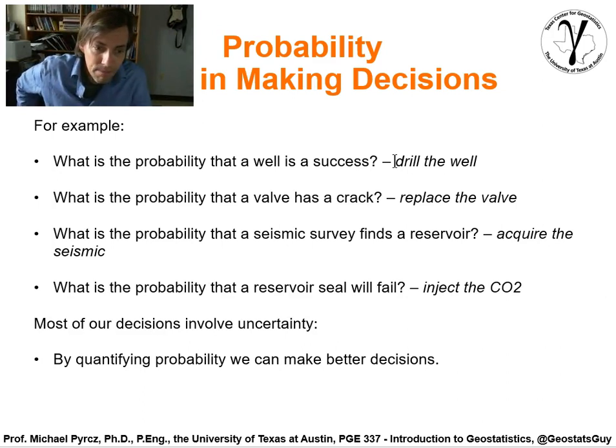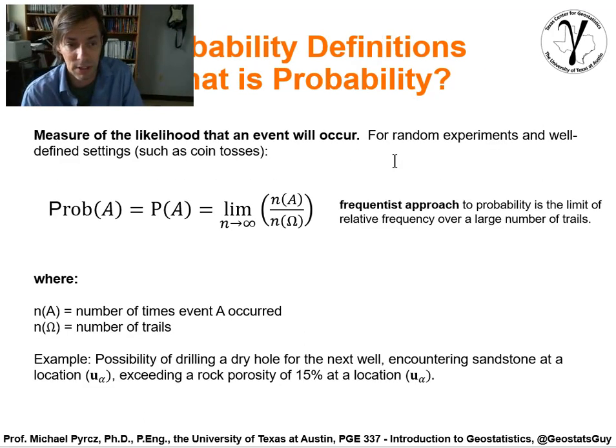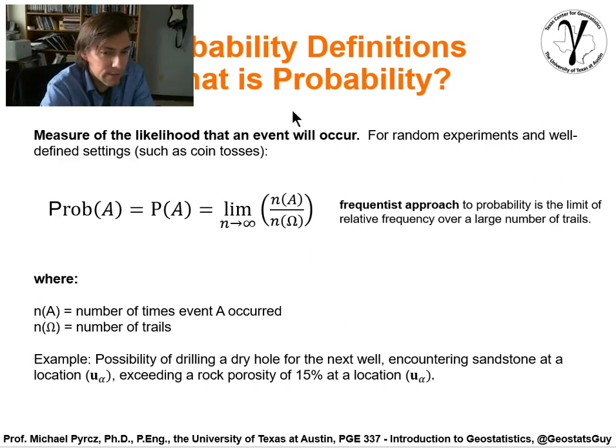So most of our decisions involve uncertainty, and so we need to quantify probabilities in order to inform those decisions, to make the very best decisions possible. So let's talk about exactly what a probability is. A probability is a measure of the likelihood that an event will occur. For random experiments in well-defined settings such as coin tosses, this is quite straightforward.